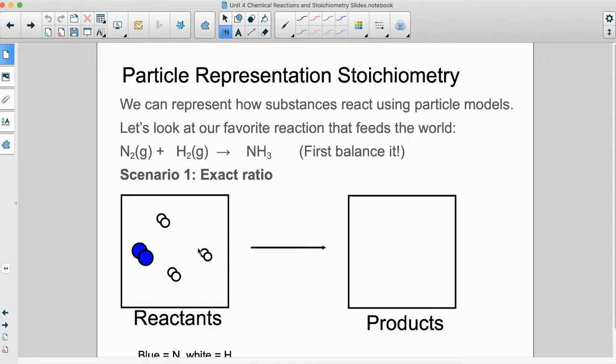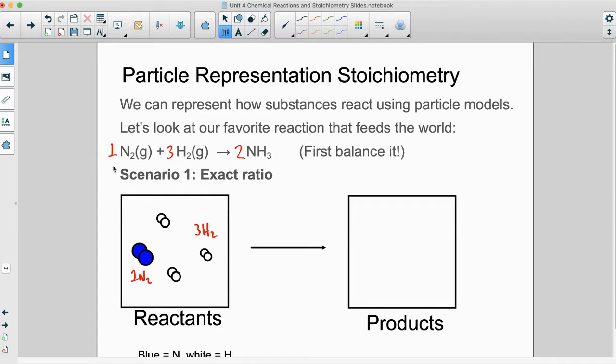So we can take the particle model of reactants and draw what the products will be based on what we see in the reactants and also relate it to the balanced chemical equation. So first, let's balance this. This would be 1, and then this would be 3, and this is 2 to balance the reaction. Here in scenario 1, we have the exact ratio that's shown in the balanced reaction. This is our N2, so we have 1 N2, and we have 3 H2 molecules.